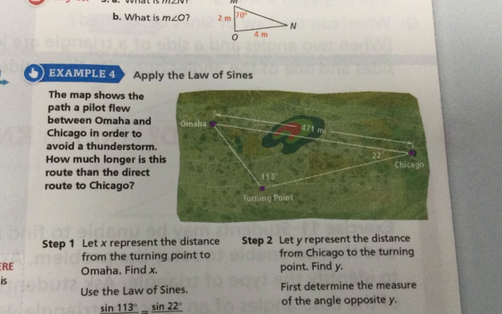So even, like, here's the tricky ones. They're going to give you a word problem, but look, this is the exact same as what we've been working on so far. Right? Set it up as sine of 113 divided by 471. And that's going to be equal to sine of 22 over our missing side here, Omaha to turning point. All right, we call that X. So you can see they've got that set up here. And then you're just going to solve.